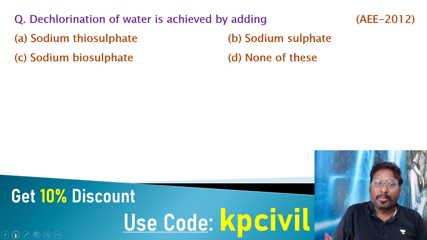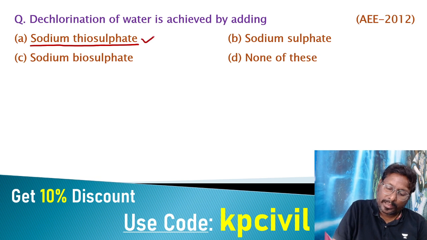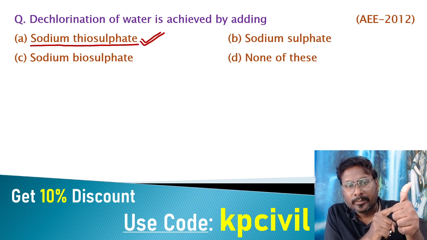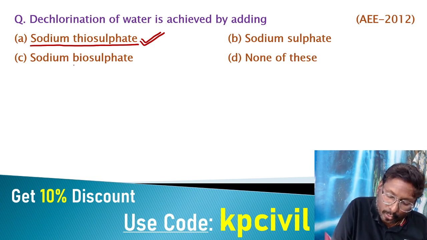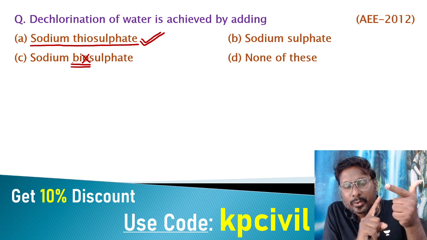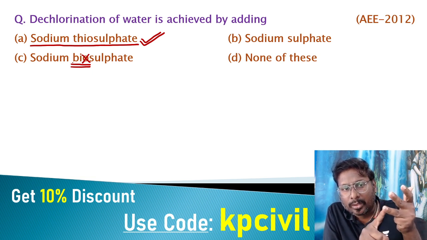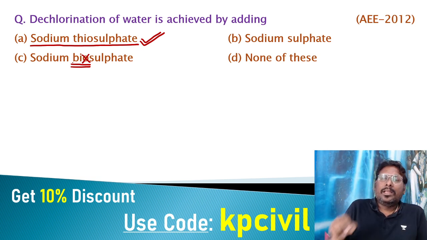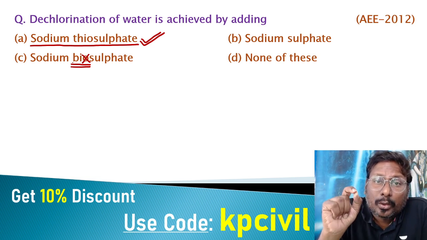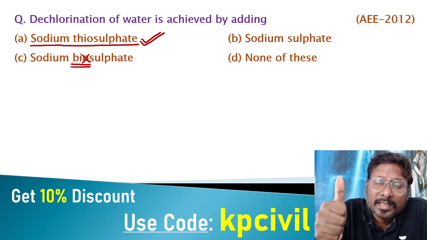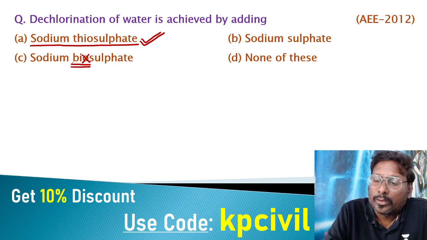Dechlorination of water is achieved by using sodium thiosulfate. Please understand, for dechlorination: sodium thiosulfate, sodium bisulfite, activated carbon, charcoal, sulfur dioxide, hydrogen sulfide. Where it is written as bio, it is wrong. I repeat, these are responsible for dechlorination.